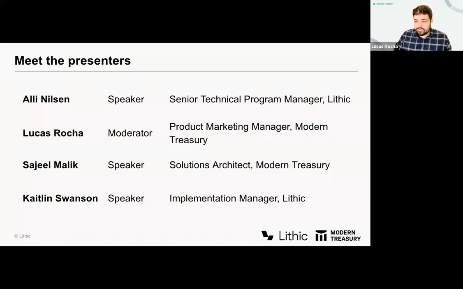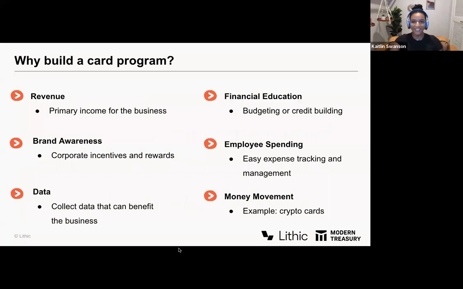And I think the first thing we'll talk about today is why you should have a card program in the first place. So Caitlin, over to you. Awesome, thanks, Lucas. I think it's really important to talk about why you should even build a card program in the first place before we get into all of this.